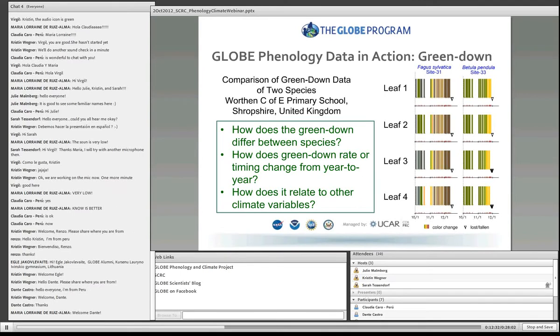So some questions that you could ask when you look at green down data would be, how does the green down differ between species? And then to put a climate perspective on it, you would want to look at more than 1 year of data and maybe look at how does the green down rate or the green down timing change from year to year. So what time does green down begin? How does that change from year to year? Is it happening later? Or how quickly is green down happening? That's the rate of change. And then again, you could also relate this to other climate variables like air temperature, precipitation, or soil temperature, soil moisture, or other climate variables that you think might be having an impact on the green down cycle.